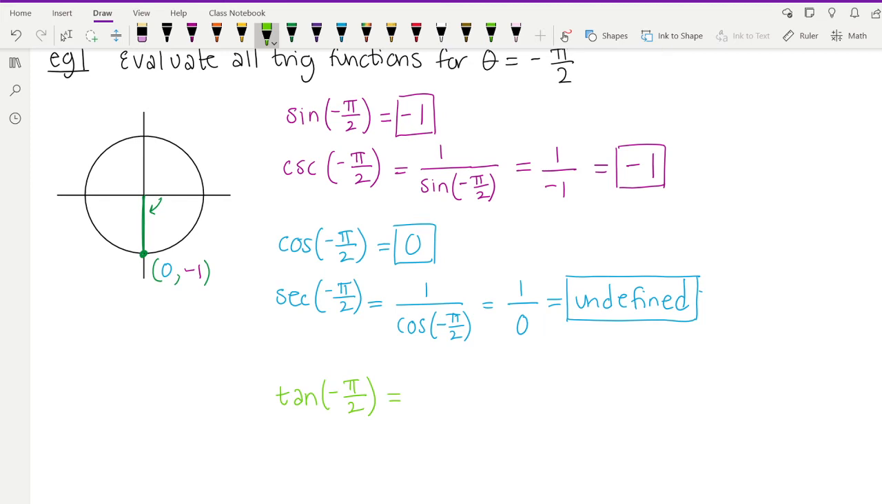So tangent of negative pi over 2, well, that is going to be the y coordinate divided by the x coordinate, or you can think of it as the slope. And so notice that in this case, the terminal side is vertical. And so that would mean its slope is undefined. And we can also see that happening when we take the -1 over 0. So tangent is undefined.